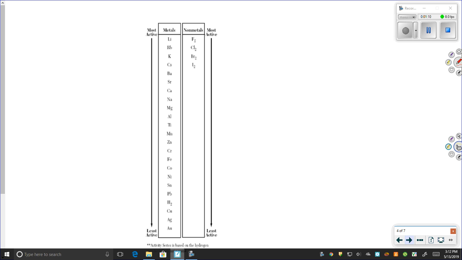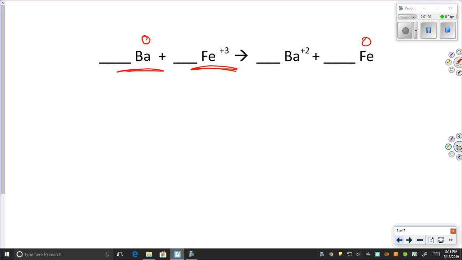Here's our activity table. Here's our barium. Down here is iron. Barium is our free state element that gets to do the replacing. So yes, indeed, it is absolutely going to happen.